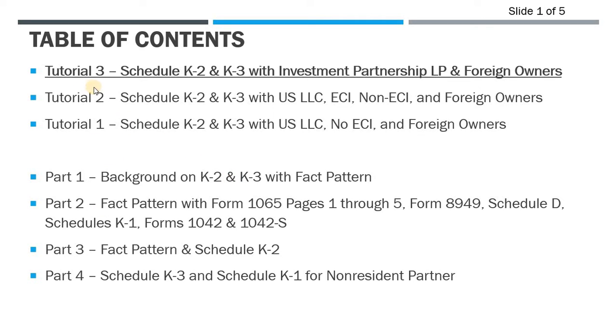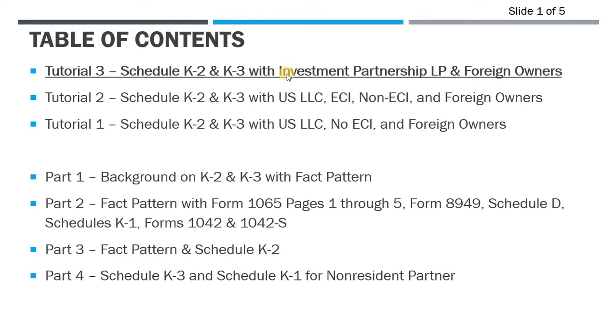All right, this is the third separate tutorial I have posted covering how to prepare schedules K2 and K3 with a Form 1065 filing. So this is tutorial 3 that's going to address what the K2 and K3s look like when we have an investment partnership. So this is a partnership entity that's just trading stocks and bonds and other financial products for its owners.